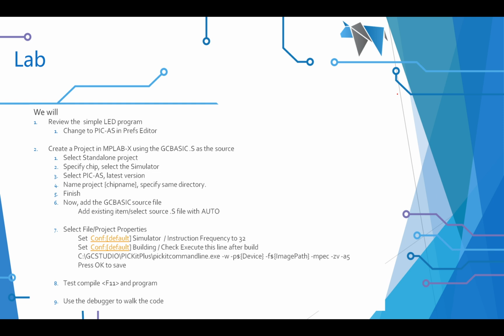Then we're going to create a project. We're going to create a standalone project, specify a chip, and select the simulator. We are going to select the toolchain we want MPLAB to use. We're going to give it a name, set up some parameters, suck in our file, and change the frequency.